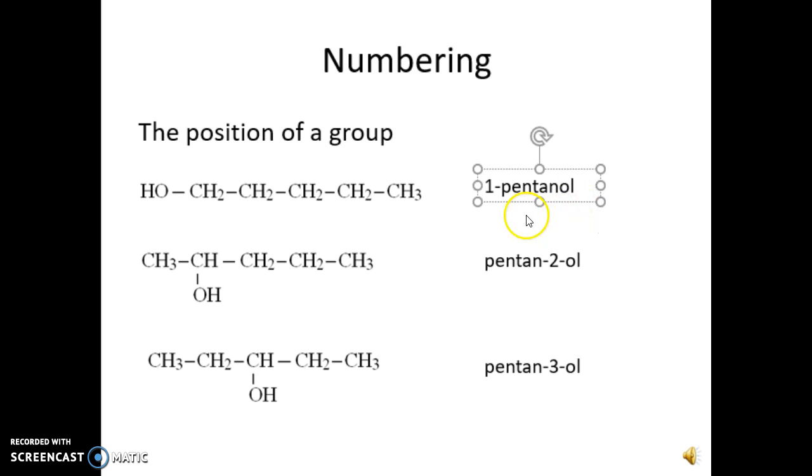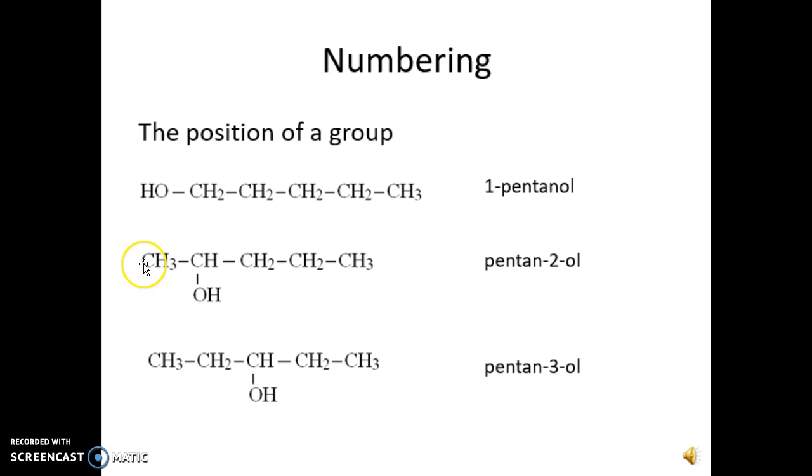Okay, so there's 2 ways you can write that. You can stick to that one if you like, that's fine. If you find that one easier, breaking up the pentane, it should be pentanol, or pentanethiol. Okay, so in this case the OH is at carbon 1, so we can't get any lower than that, so we know that this one is going to be called 1-pentanol.